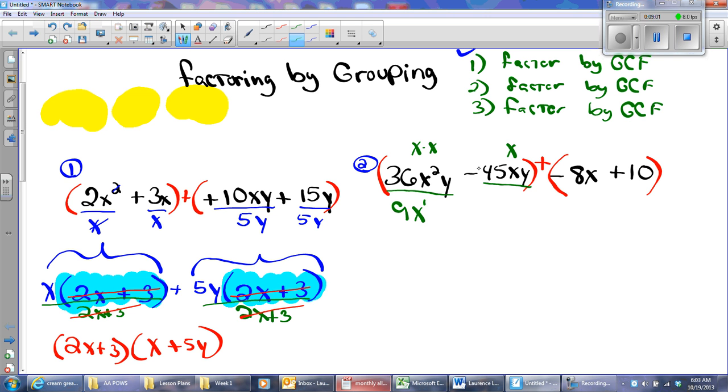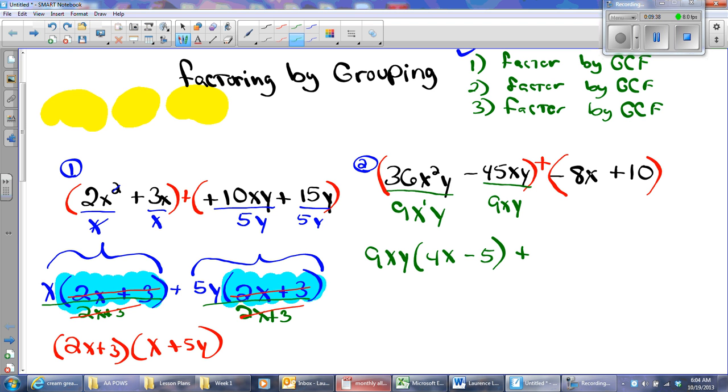Okay, now they have y's in common. All right, there we go. My GCF is 9xy. I'm going to divide both terms in the first quantity by 9xy. So I'm pulling out the 9xy, and now I worry about the division. 36 divided by 9 is 4. X squared divided by x would be x. Y divided by y cancel. Negative 45 divided by 9 is minus 5. The x's cancel, the y's cancel. Okay.